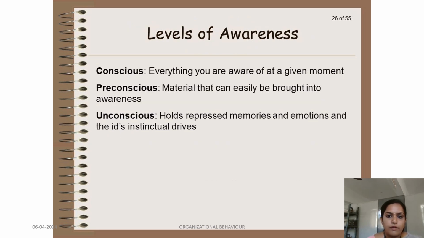Coming to the levels of awareness: conscious, preconscious, and unconscious states. Conscious is everything you are aware of at a given moment; we can feel it, we can be aware of it. Next is the preconscious stage, material that can easily be brought into awareness. The unconscious state holds repressed memories and emotions and instinct drives. It is totally unconscious, and persons may not be aware of it.